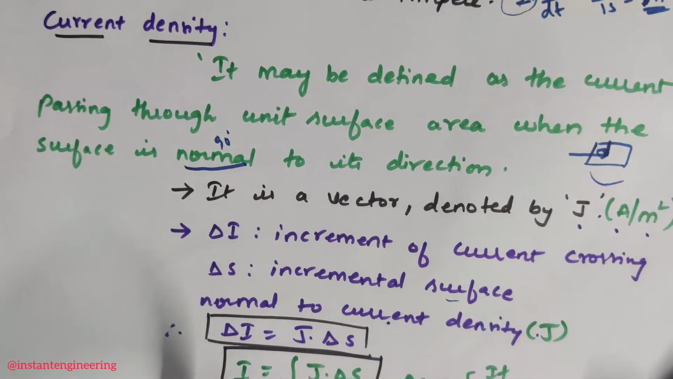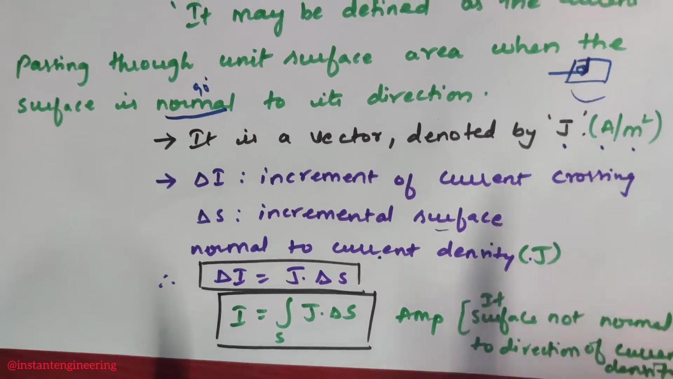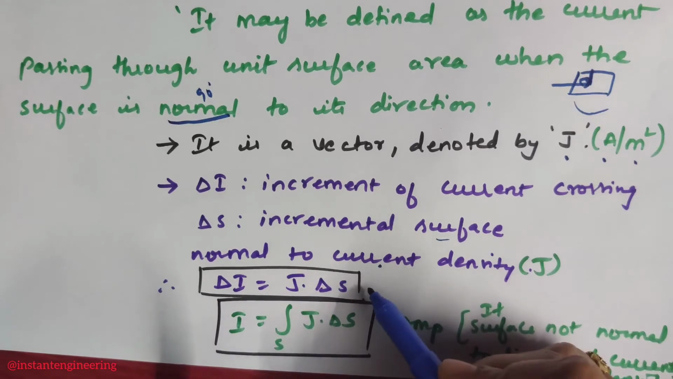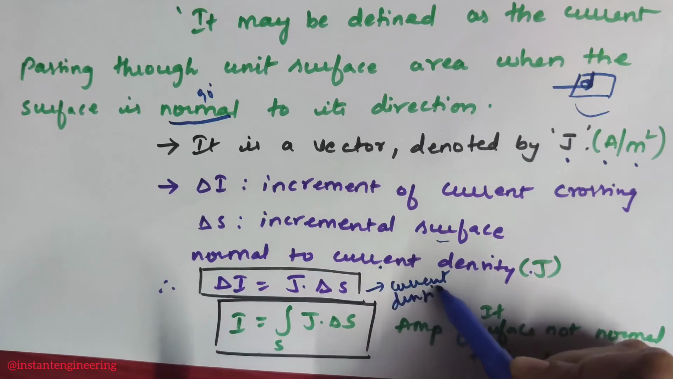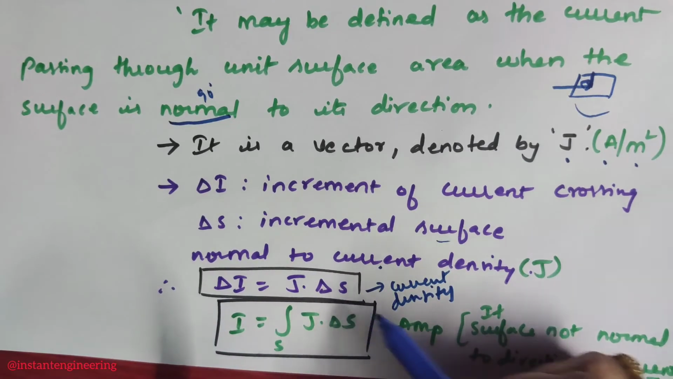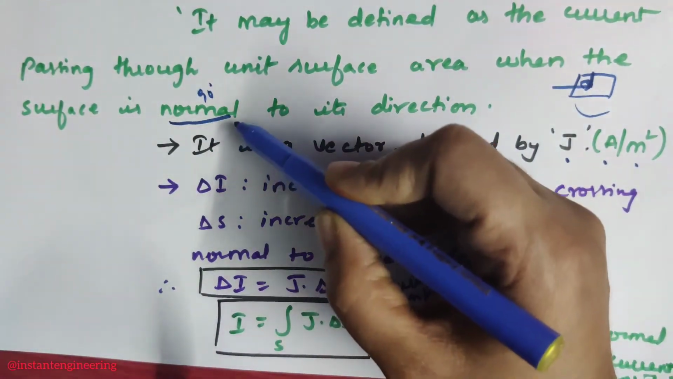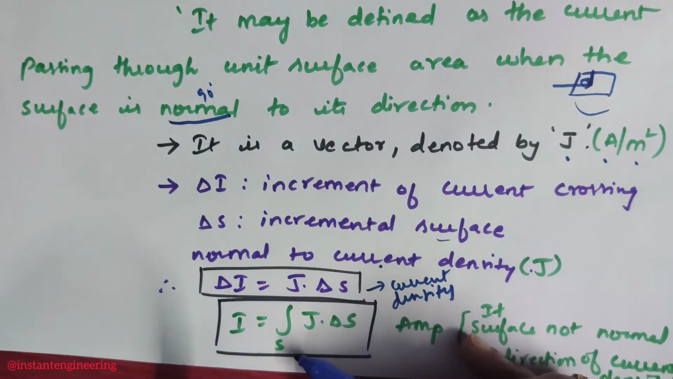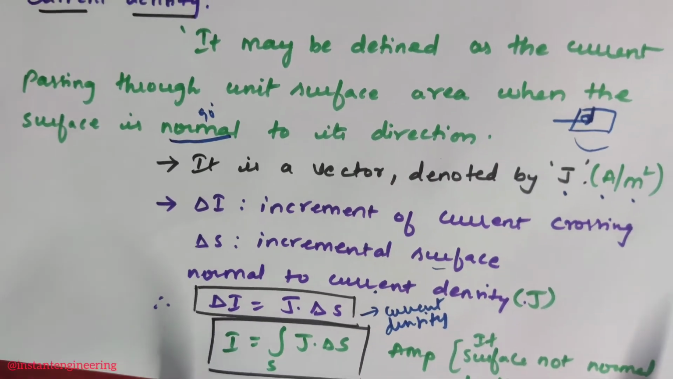If the surface is not normal to the direction of the current, then it can be written as I is the integral over S of J dot dS. So current is J into delta S, the current passing through a surface area when the surface is normal. If it is not normal, then it will be integrated with respect to surface area, J into dS. So this is about current density.